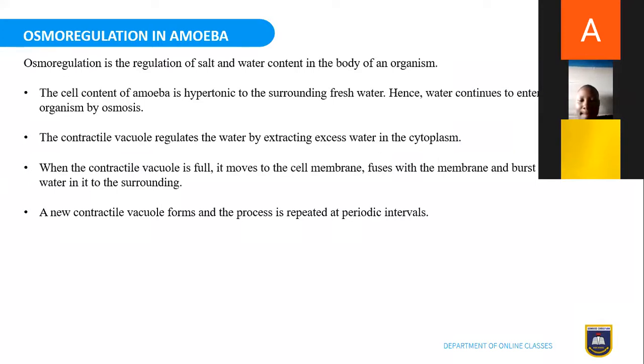Of the cell, okay? Therefore, because the amoeba is hypertonic to the surrounding environment or the surrounding water, it will be withdrawing water from the what? From the system. Are you okay? Now, as it keeps on withdrawing water from the surrounding into the system, what happens to the amoeba? What will be the shape of the amoeba? Or what will be the effect on the amoeba?